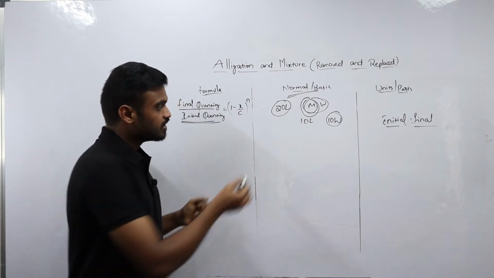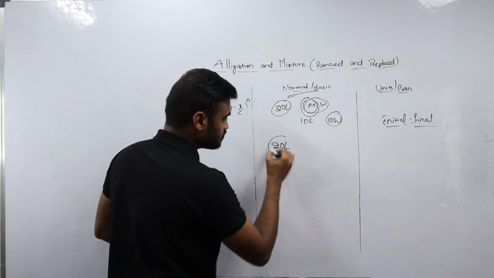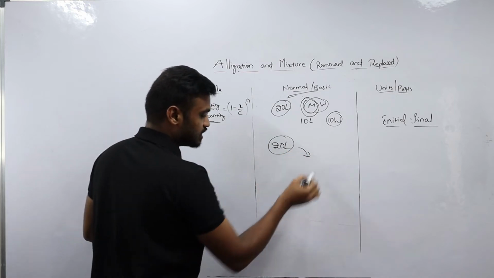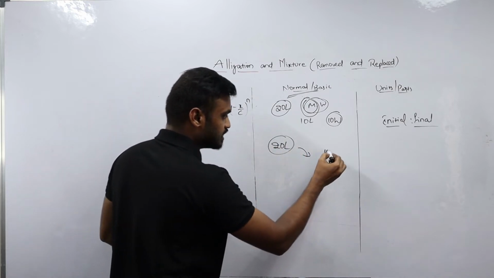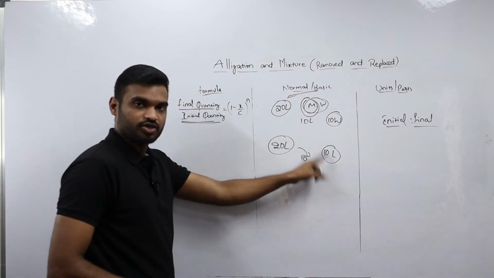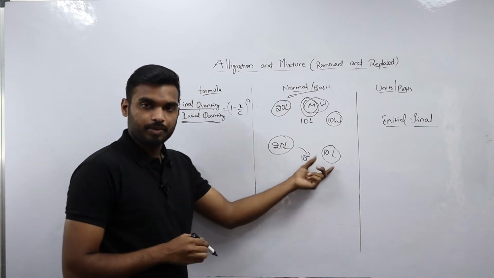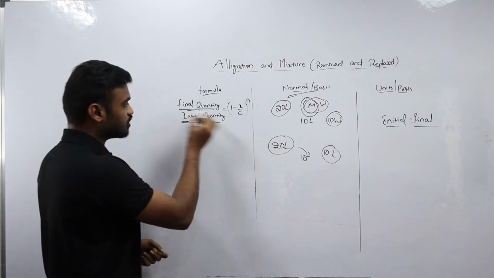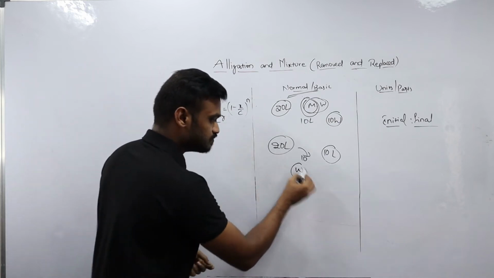Okay, in the same way, if in 20 liters I am taking out 10 liters and replacing 10 liters with 10 liters of milk, then every time I am adding milk here. So initial and final quantities must be the values of water.